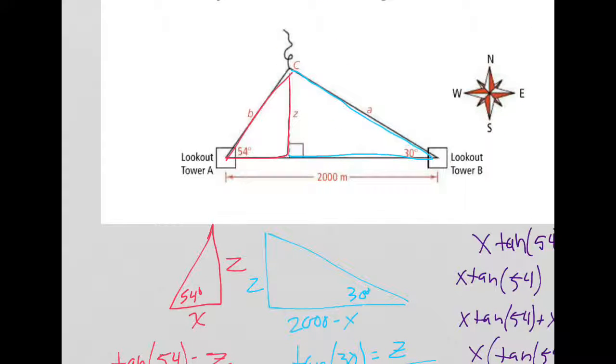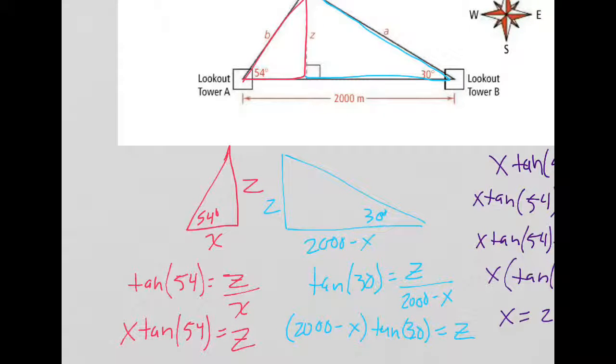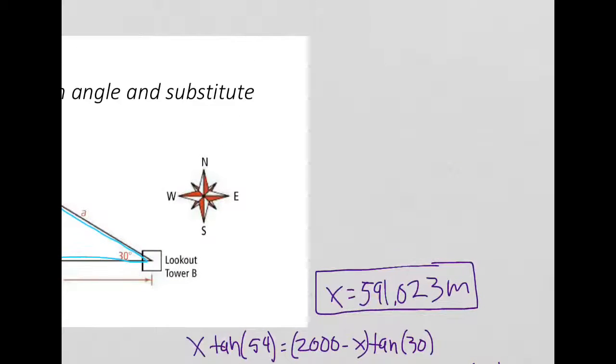No. X is standing for the length of the base of that pink triangle, and we want z, which is the opposite side of that pink triangle. And think about where we started. We started with this equation right here. X times the tangent of 54 equals z. So if I want z, all I need to do is take that number I found, 591.023, and multiply it by the tangent of 54. So do that.